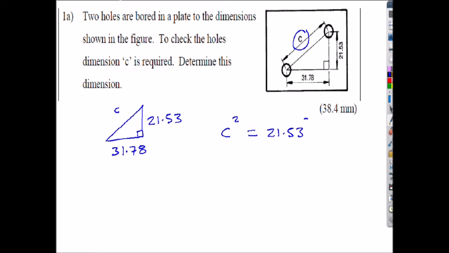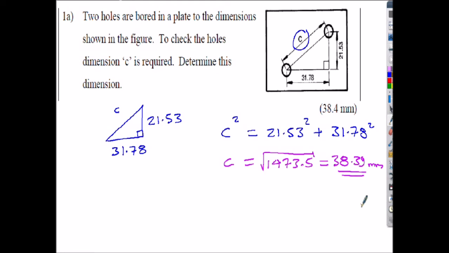21.53 squared added to 31.78 squared. So C is equal to the square root of 1472.5, which is equal to 38.39 to 2 decimal places. The answer in question is given to 1 decimal place.